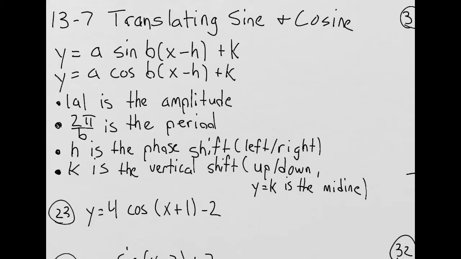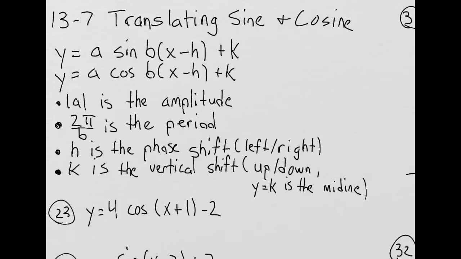Hi everyone. So I just want to get this last section done for you today. I think this is the last section for the unit, and I think you'll find it to be fairly straightforward. This one's all about translating sine and cosine. If you are familiar with the basic graphs and understand them fairly well, I think this will be fairly straightforward for you.